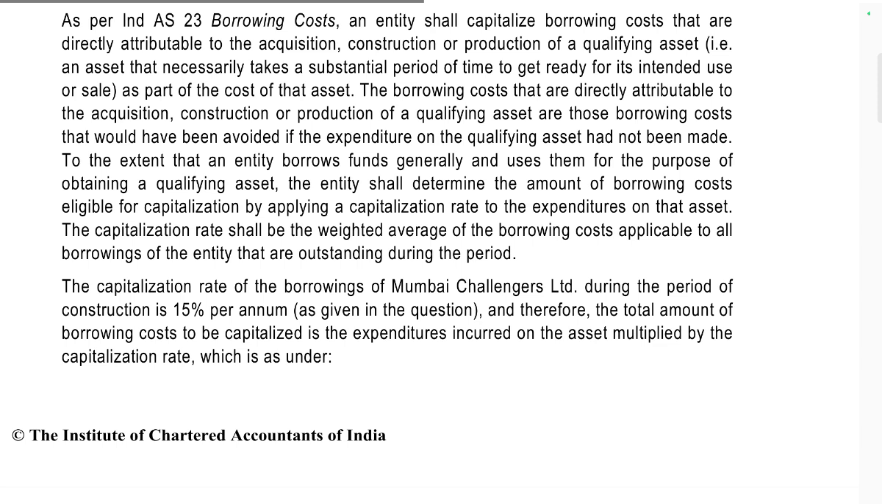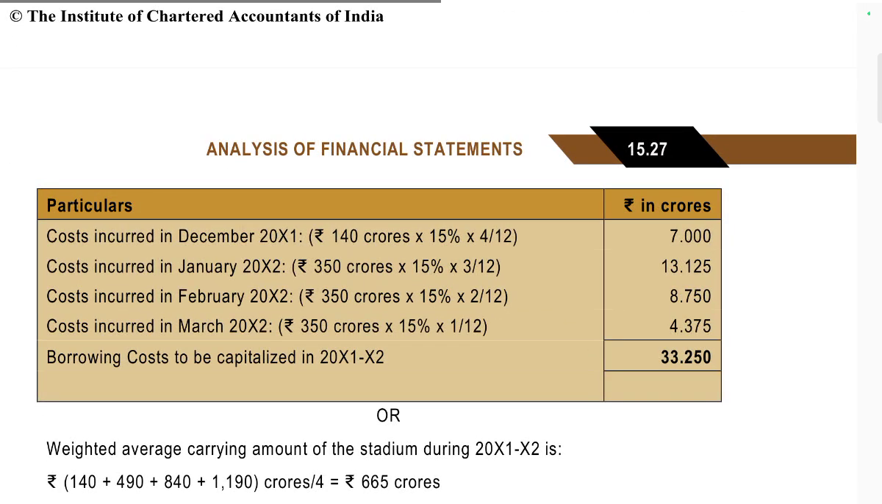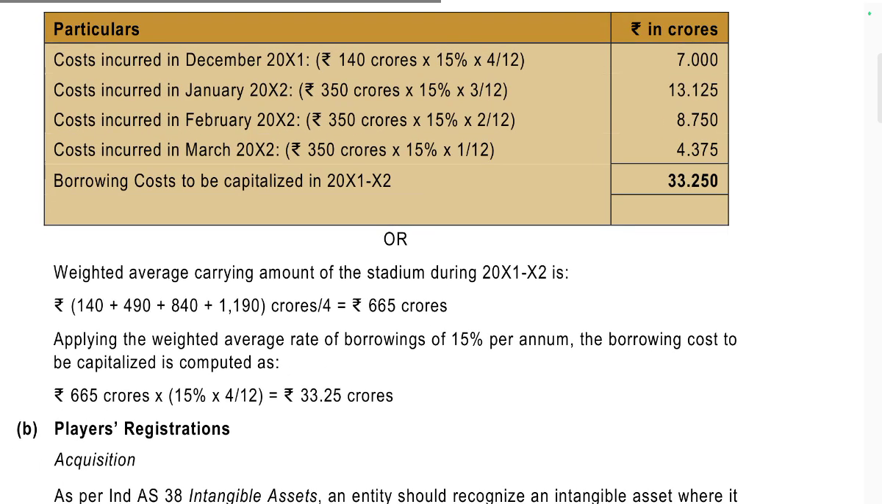is 15% per annum. Therefore, the total amount of borrowing cost to be capitalized is the expenditure incurred on the asset multiplied by the capitalization rate, which is as follows. The cost incurred in December is 140 crores, 15% on 4 by 12, and the cost incurred in March is 350 crores, 15% on 3 by 12. Borrowing cost capitalized is 33.250 crores.